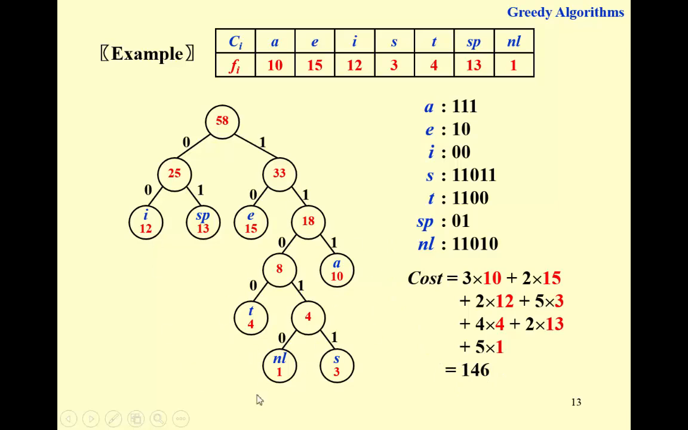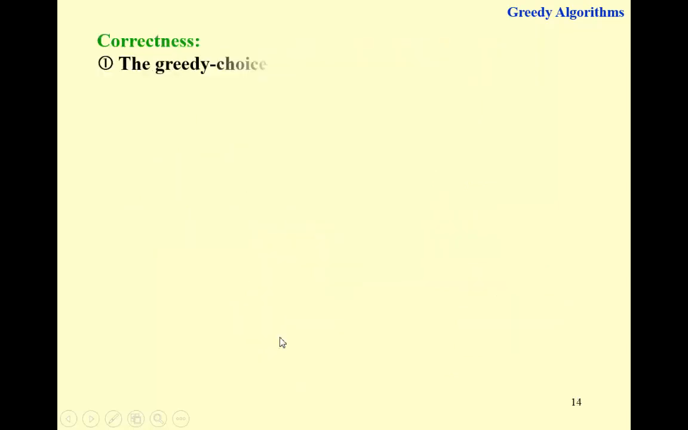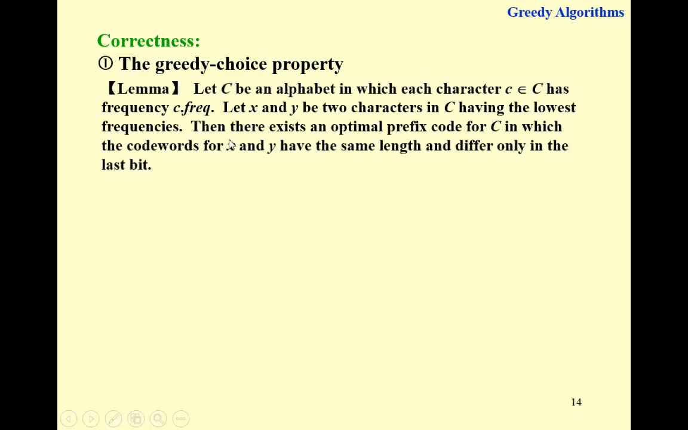So again, this algorithm looks quite simple, but the proof of the correctness is the hardest part. I'm not going to go through the details of the proof, but merely show you the structure of the proof. First of all, we must prove that there is an optimal solution that contains the greedy choice. So here is the lemma.